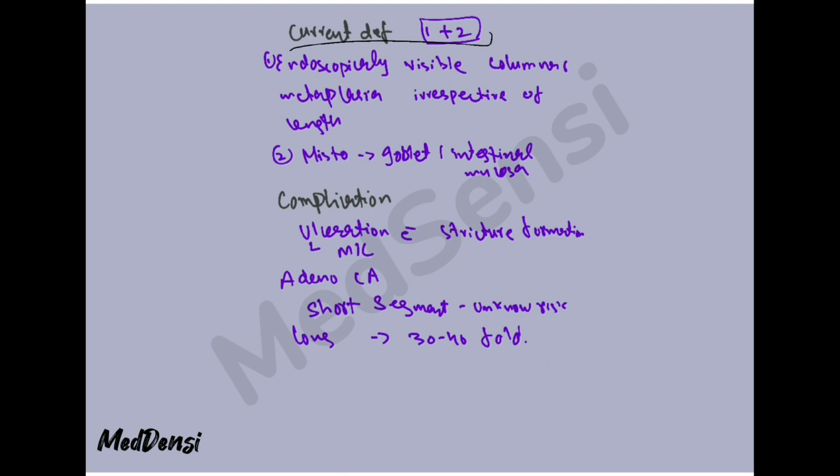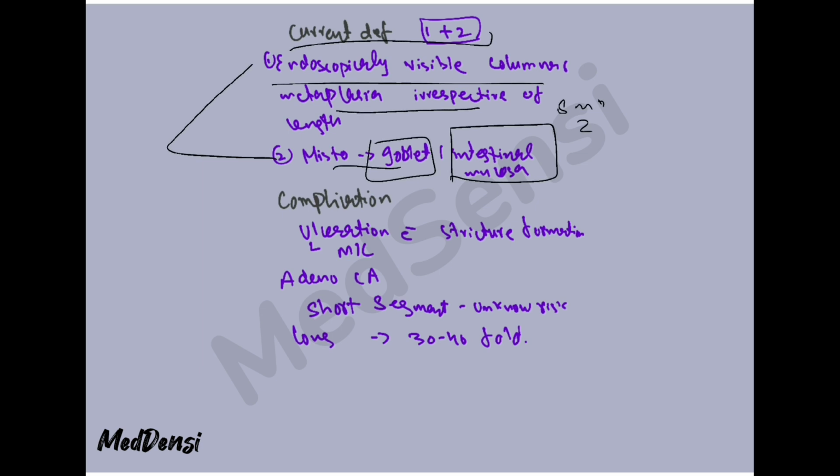According to the current definition, there are two conditions that have to be present so we can label a disease as Barrett's esophagus. This includes endoscopically visible columnar metaplasia, irrespective of the length. It doesn't matter if it is small or large, more than 3 cm or less than 3 cm, but there will be columnar metaplasia. And on histology, we see the goblet cells, which give an indication of the intestinal mucosa. So these two have to be present to label this disease as Barrett's esophagus.